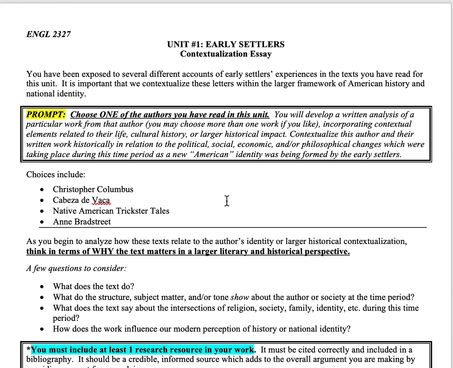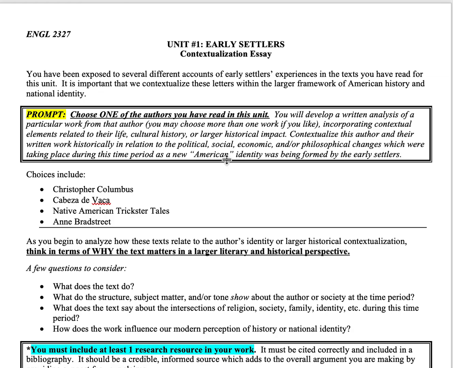And you're going to look at how that written text incorporates contextual elements related to the cultural history, the larger historical impact, or even the author's personal biography. Now, with something like Native Trickster Tales, obviously you're not going to have a single author, but you can talk about the contextual history of those people. And you're going to contextualize this analysis around what was happening at the time period.